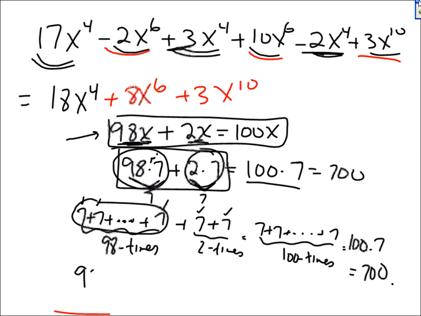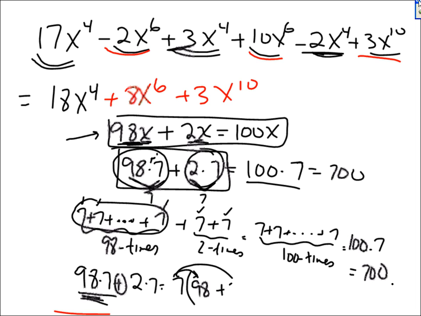One last attempt to get you to see this. Factor out the 7. 7 times what gives you 98 times 7? Well, 7 times 98 is the same as 98 times 7. Plus 7 times 2 is the same as 2 times 7, and 98 plus 2 is 100. 7 times 100 is 700.